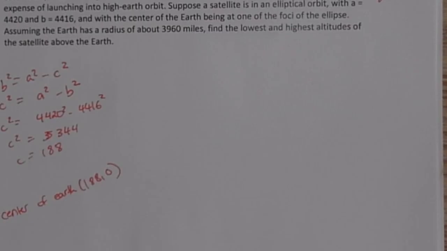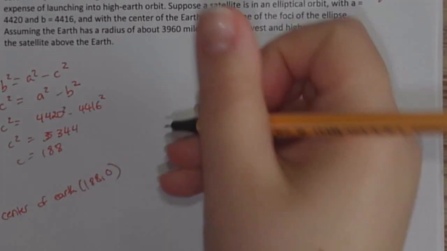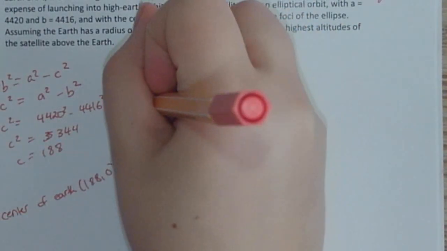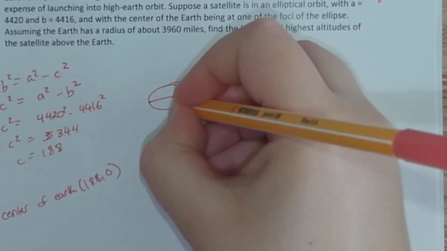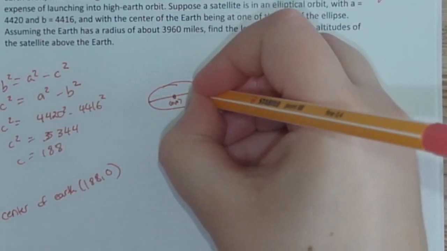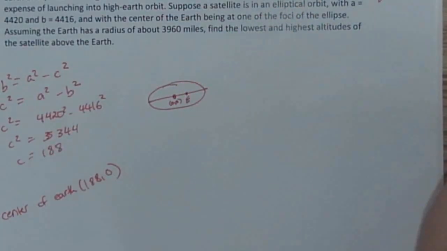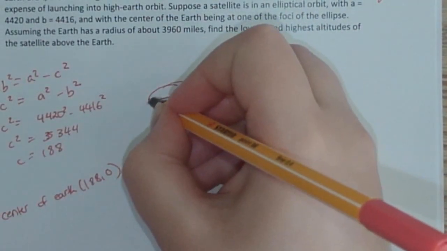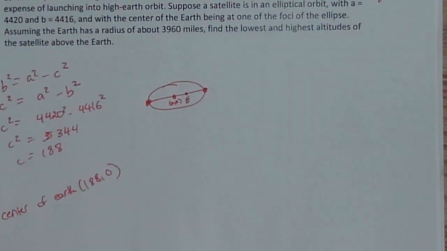We're going to need a high and a low altitude. So with it being at that 188, if we have our ellipse, this is our center here at 0, 0. We have our Earth being here, so then the satellite can be either here or here. That's the furthest or the closest distance.